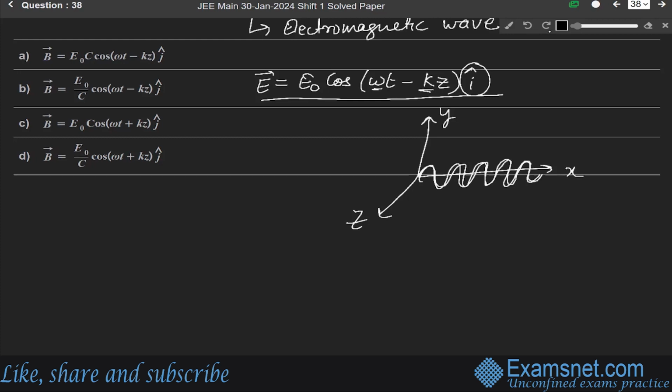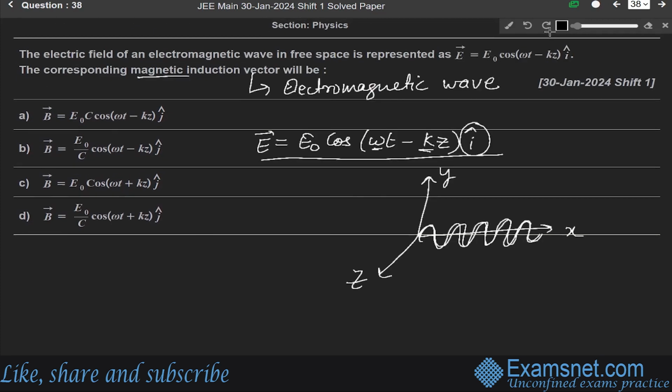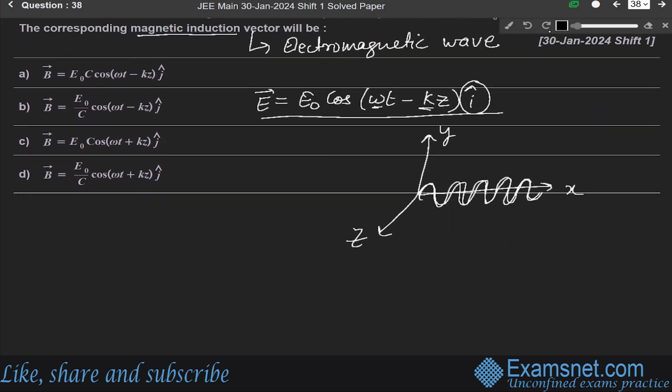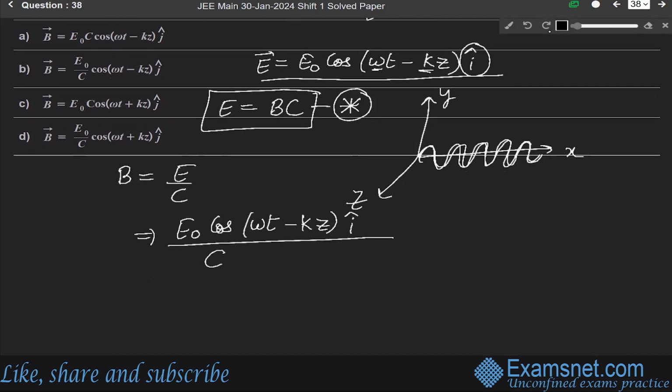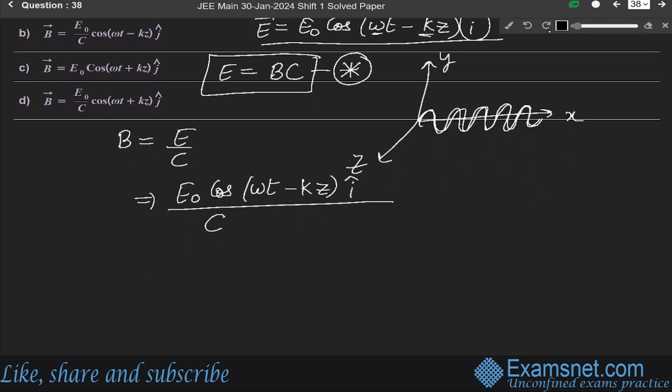Now we have to find the magnitude of the magnetic induction vector B. As we all know, E equals BC. This is a very important formula. So the magnetic induction B will be equal to E by C. It means E naught cos(omega t minus kz) i cap over C. C is what? Speed of light.